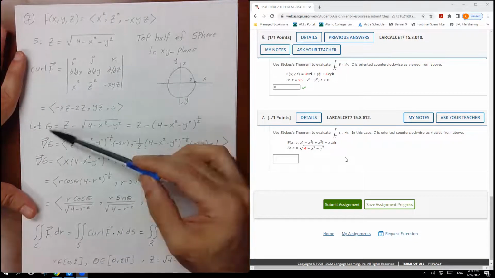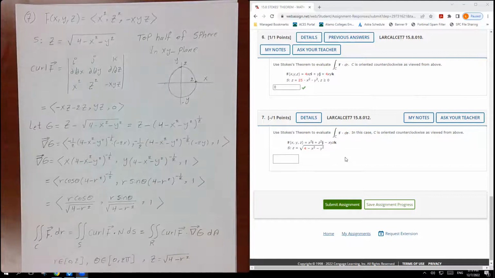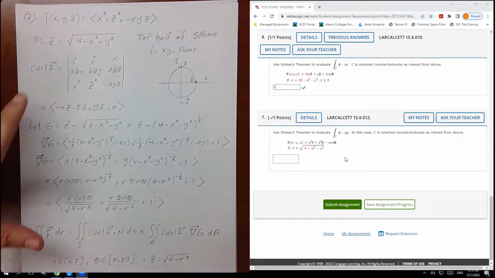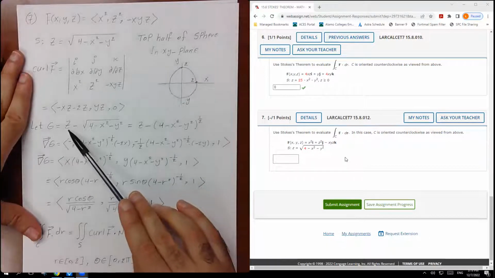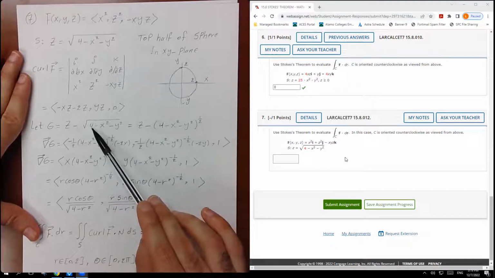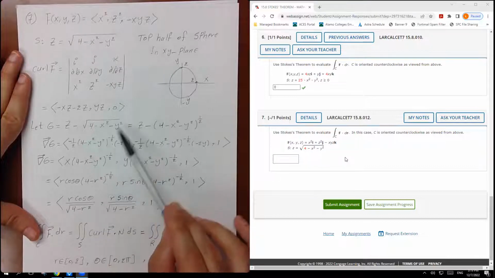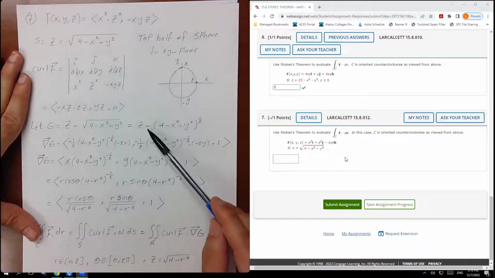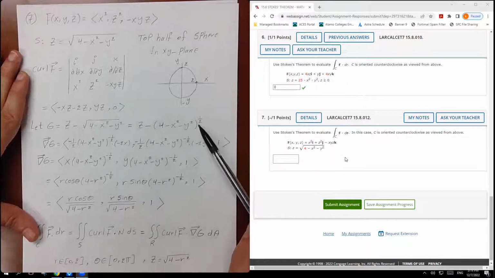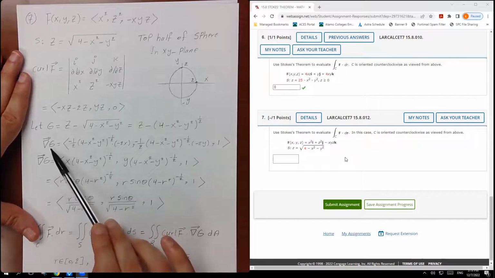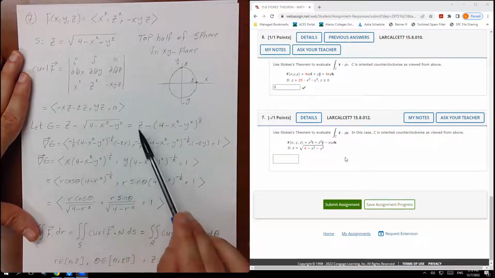So we're going to let g equal, because it's counterclockwise, z minus the square root of 4 minus x squared minus y squared. That means g equals z minus, we're just going to convert this one from radical to rational exponents. Then the gradient of g, we're going to find the derivative with respect to x.